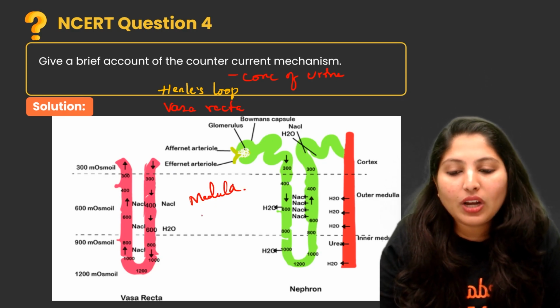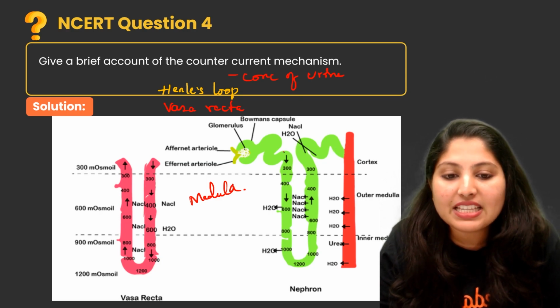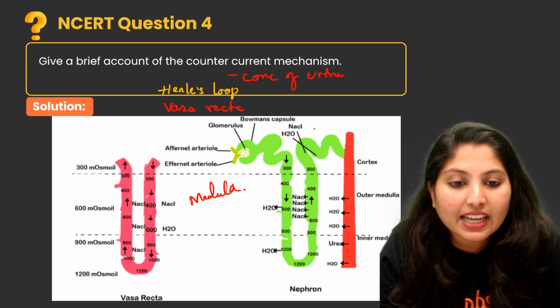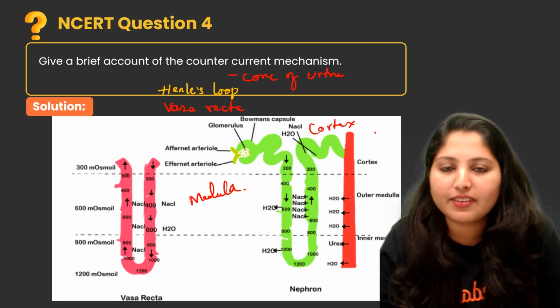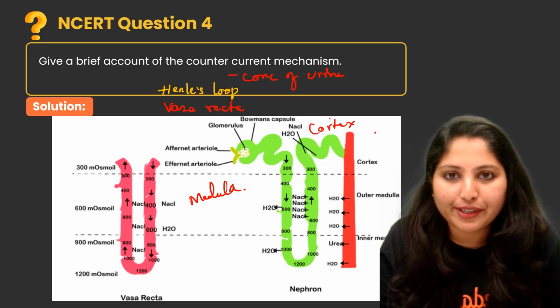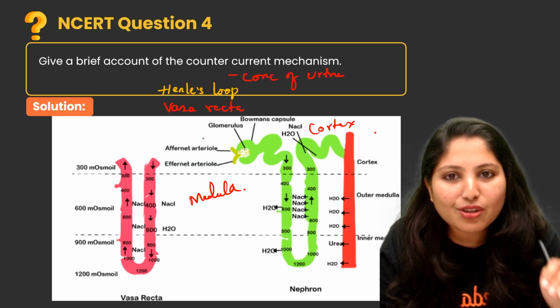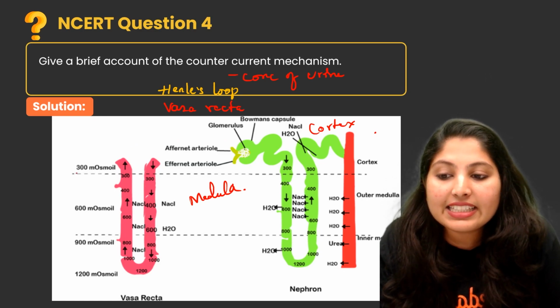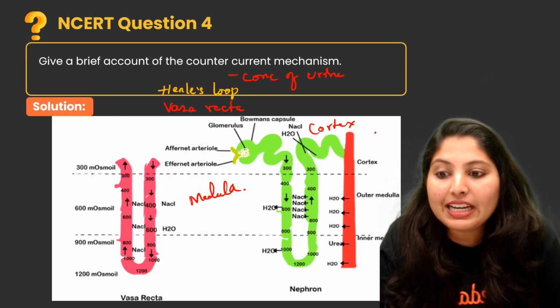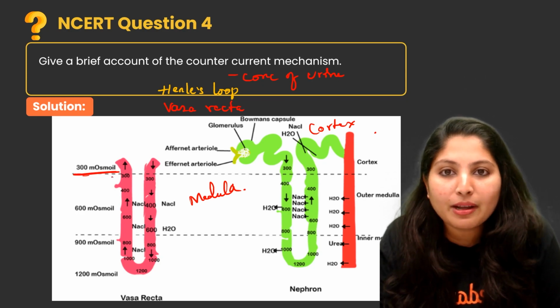In the medulla region, and the Bowman capsule, DCT, PCT, these things are present in the cortex region. So the cortex region contains a lower concentration. The interstitial fluid of the cortex has a lower concentration, that is 300 milliosmolarity per liter.